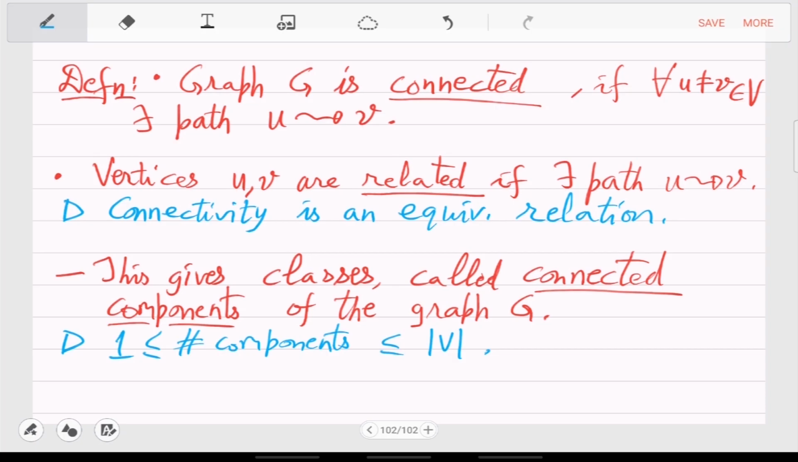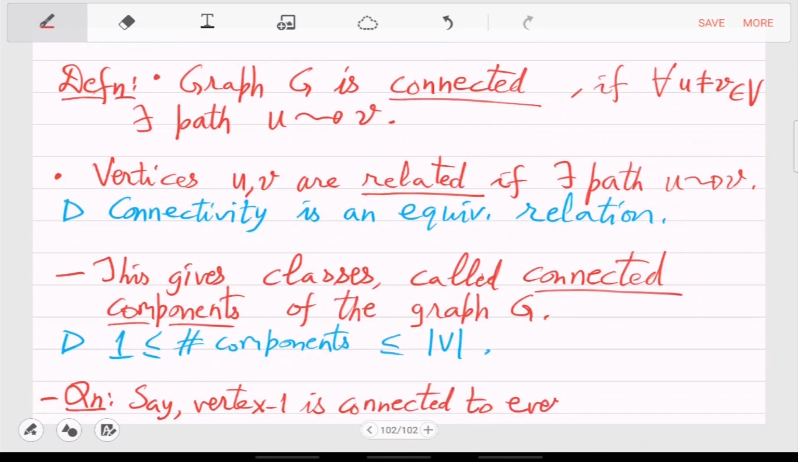Okay, let's ask this question. Say vertex 1 is connected to every vertex. What can you say about the graph? If the first vertex is connected to every vertex, then the graph, how many connected components are there? Oh, so you are saying that the graph is also connected.